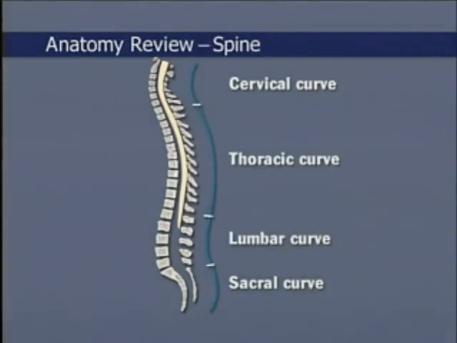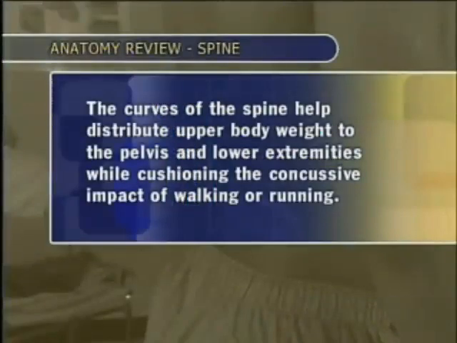The vertebral column, or spine, is the central supporting structure of the trunk and back. The vertebral column contains 24 vertebrae stacked on the sacrum and coccyx. The concave curves of the cervical and lumbar spine and the convex curves of the thoracic and sacrococcygeal spine help distribute upper body weight to the pelvis and lower extremities, while cushioning the concussive impact of walking or running.